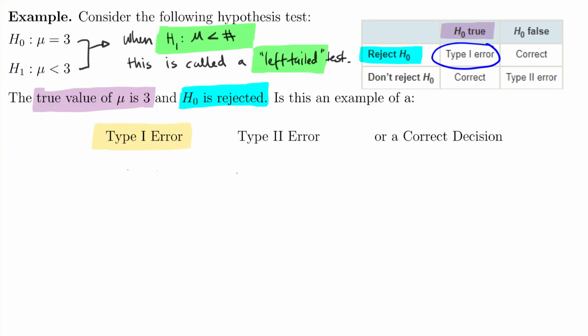So in these examples, we discussed identifying type 1 errors, type 2 errors, correct decisions. We also, based on how our alternate hypothesis H1 is described, we can identify whether our test is two-tailed, left-tailed, or right-tailed.